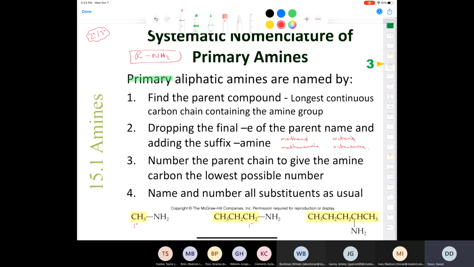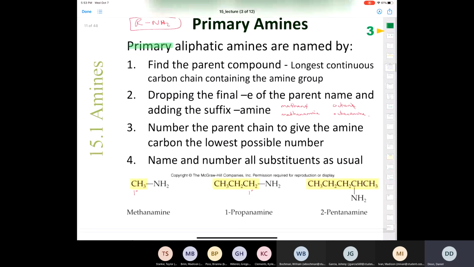Yeah, this would be carbon. No, actually, it's not in this one. But anyhow, I digress. And then you name and number all the substituents as usual. Do I have the names on here? Yeah, I do. Okay, so here we find the longest carbon chain in the first example.